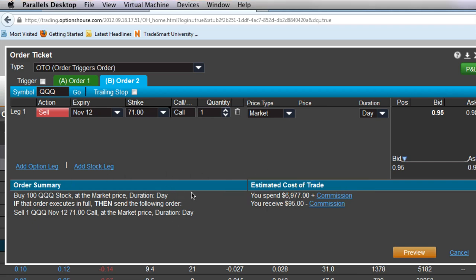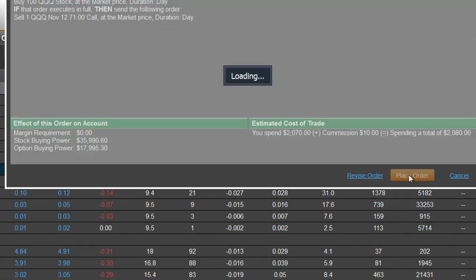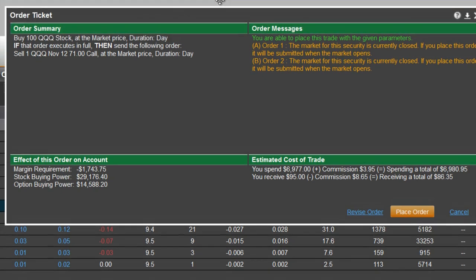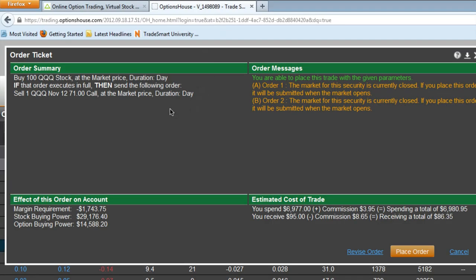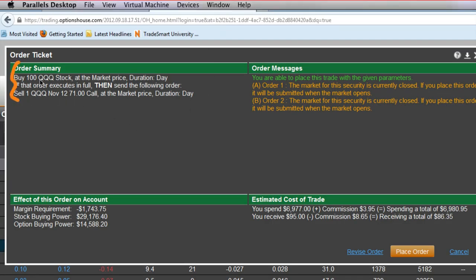Now, here's your order summary. I'm going to do this in the preview so you can see the whole thing. Here's your order summary. Buy 100 shares of QQQ stock at the market price. If that order executes in full, it should say when, but legally they're going to say if. Then send the following order. Sell 1 QQQ November $71 call at a market price, okay? Now, this is the whole covered call setup, and we can hit place order.